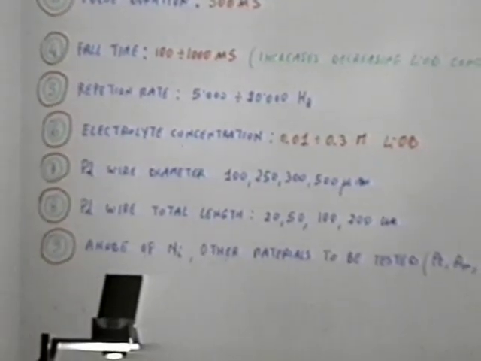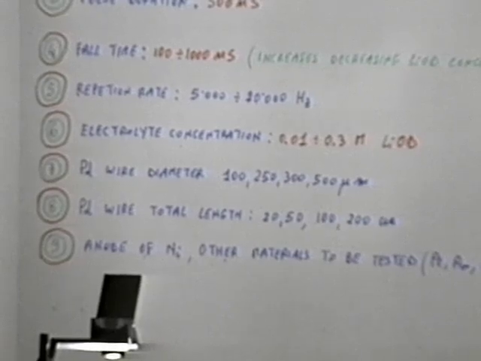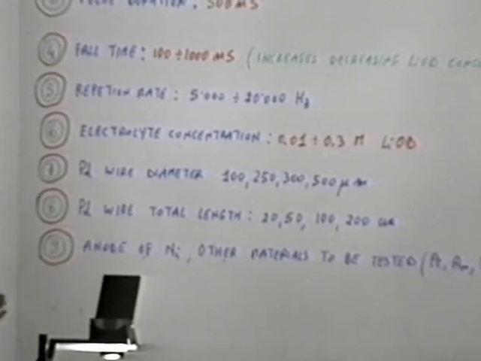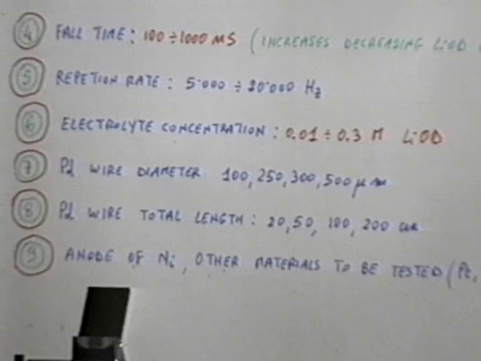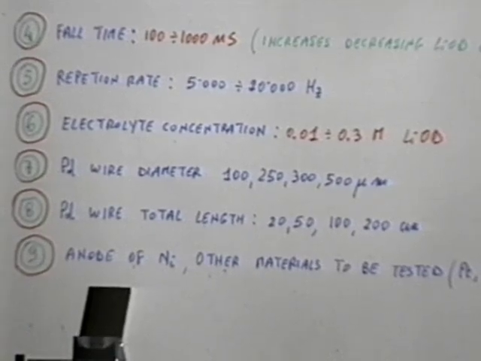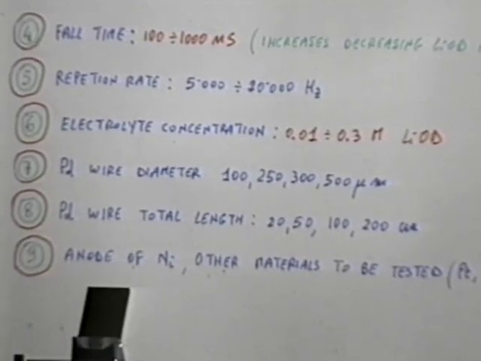We used different diameters of wire, between 100 and 500 micron, and different lengths, up to 2 meters. Now we are using a nickel anode, but we neither use platinum or gold, palladium, and so on.